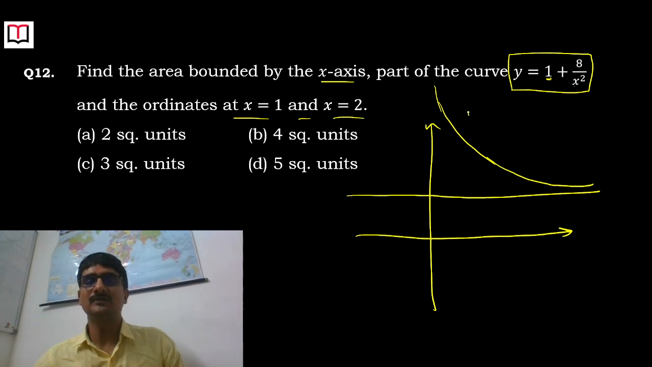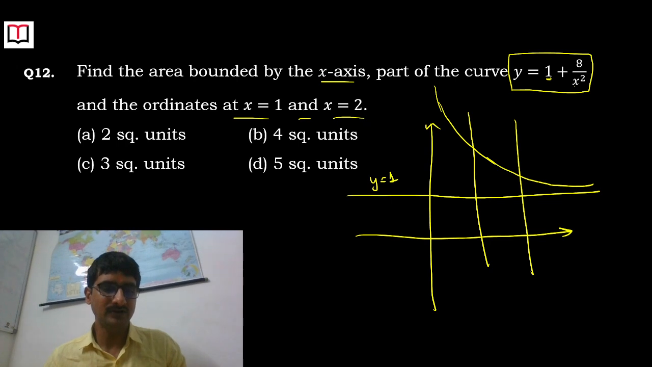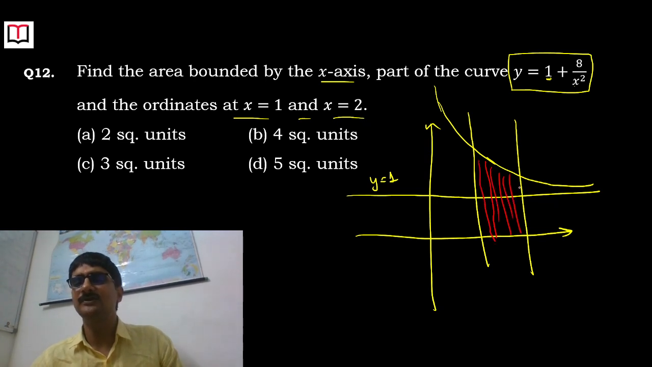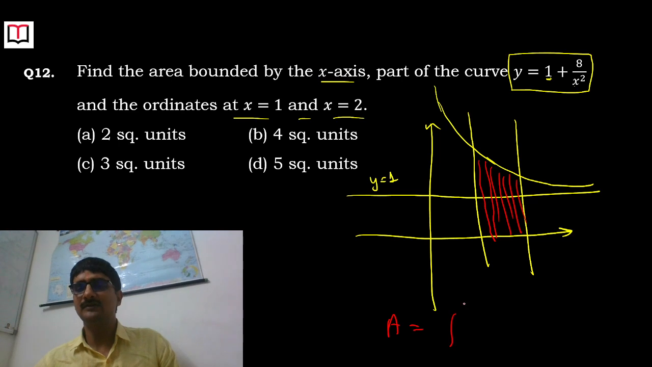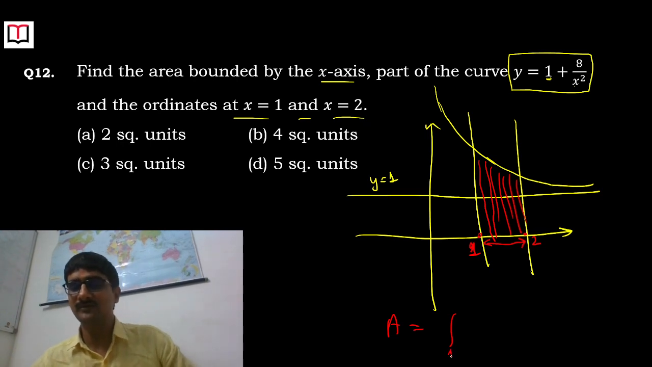Now the question is that you have to find it between x equal to 1 and 2. Even if, see, this is y equal to 1, this has nothing to do with the bounded area, isn't that? So even if we don't draw it, since it's an MCQ, we can do it without even drawing it. So the area will be simply the integral, where x goes from 1 to 2. The extent of the region along the x-axis is from 1 to 2, so the limit is from 1 to 2. And then it's the integral of 1 plus 8 by x squared dx, and just integrate and we get the answer.